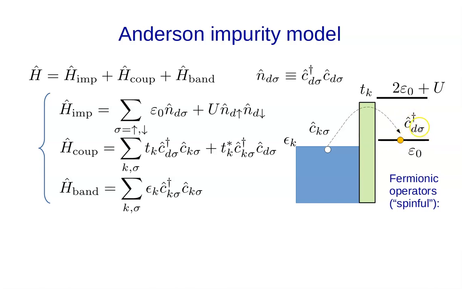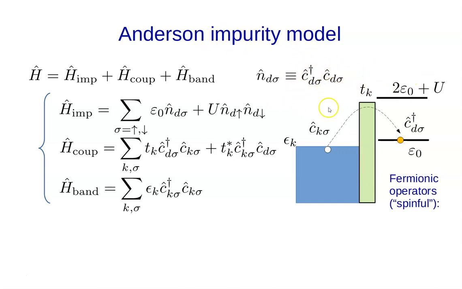d†σ creates an electron with spin sigma inside the level d, and then destroys an electron in the metallic band with label k and spin sigma. And of course you have the reverse process, so the whole thing is Hermitian, right? So you can destroy an electron here and create one there. So there is this tunneling between the metallic band, or this reservoir of electrons, and the magnetic impurity.